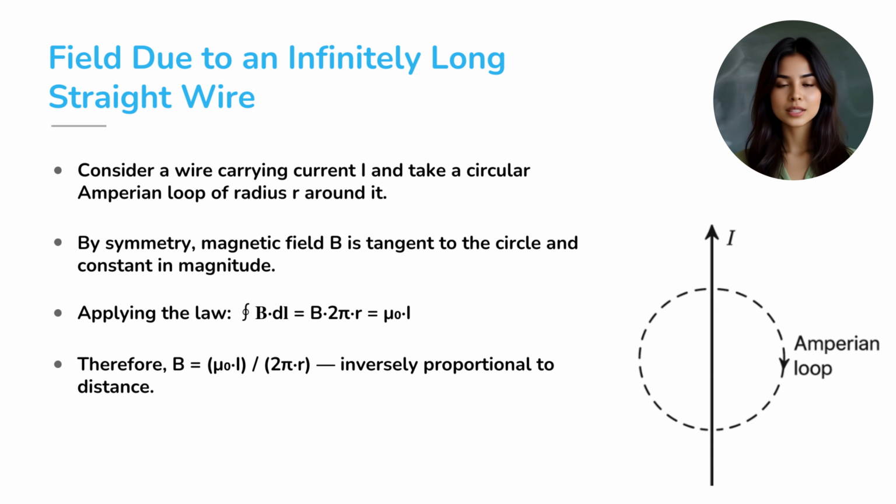This elegant result tells us something very important. The magnetic field decreases inversely with distance from the wire. And visually, as you can see in the diagram, the field lines wrap around the wire in the form of concentric circles, perfectly matching what the math predicts.